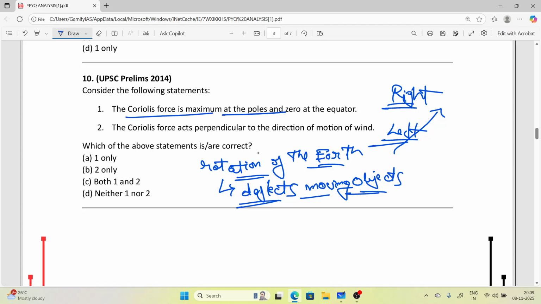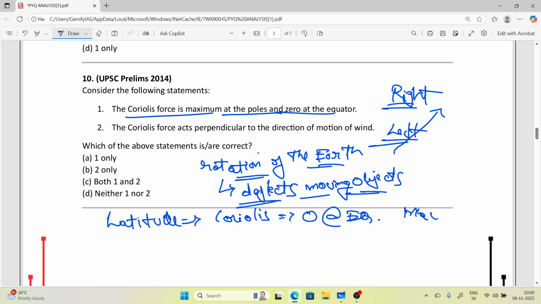So the question is, Coriolis force is maximum at the poles and zero at the equator. Okay, let us try to understand this. We know Coriolis force depends on the earth's rotation and latitude. Okay, so let us write this down. Latitude. So Coriolis force is 0 at the equator and it is maximum at the poles. They're also asking about the motion direction of the wind, so let us also write this parameter, wind speed. Faster the wind, stronger the Coriolis effect.